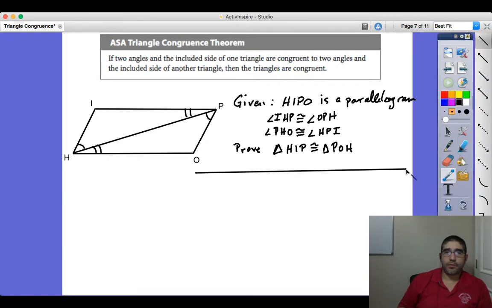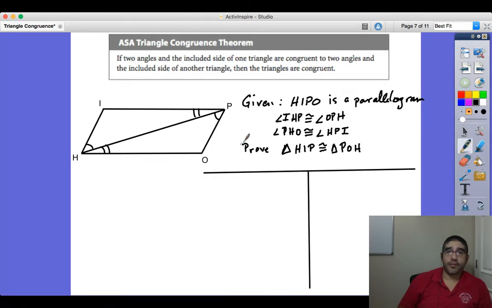Two columns. Let's start with the stuff that's given. And actually, I'm not even going to worry about the HIPO as a parallelogram. We don't always have to write down everything that's given. If this doesn't serve us, then we don't need it. We don't need to write it in our proof.